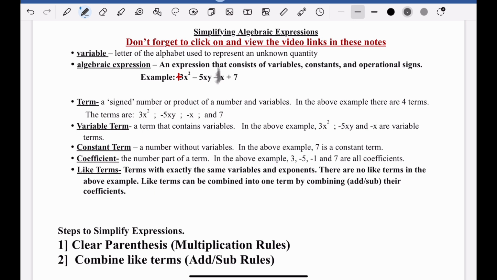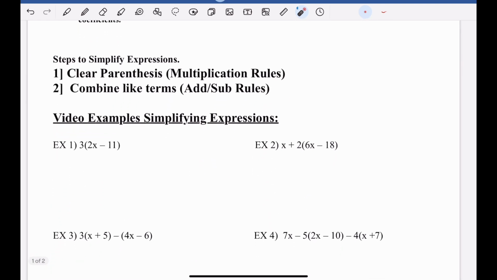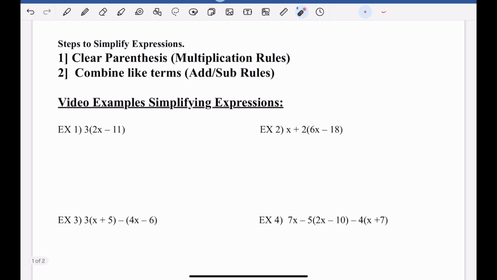Like terms are terms with exactly the same variables and exactly the same exponents. In our example, there are no like terms, but if there were, like terms can be combined into one term by combining, or adding and subtracting, their coefficients. And that brings us to simplifying expressions. Your goal when you're working with expressions is to simplify the expression down to 2 terms or less, usually a variable term and a constant term.